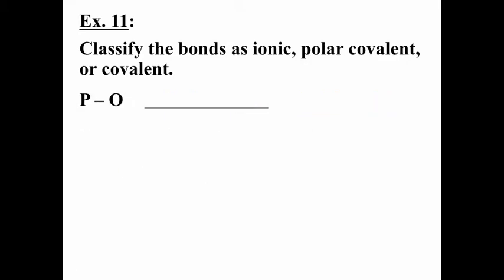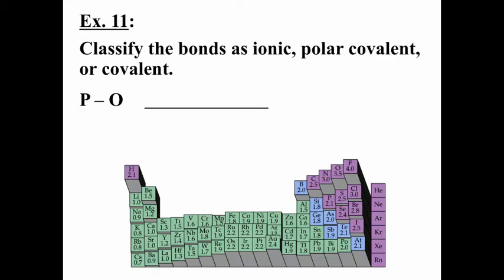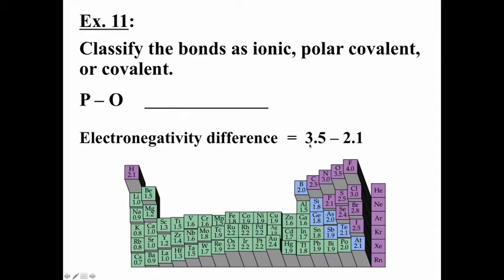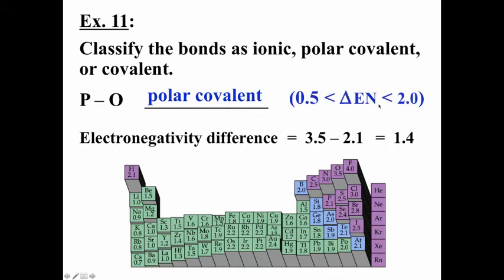And the P-O bond, phosphorus to oxygen. Phosphorus has an electronegativity of 2.1, oxygen 3.5. The difference between 3.5 and 2.1 is 1.4. That falls in the polar covalent region, where the electronegativity difference is more than 0.5, but less than 2. And this would be a fairly polar covalent bond for phosphorus-oxygen.